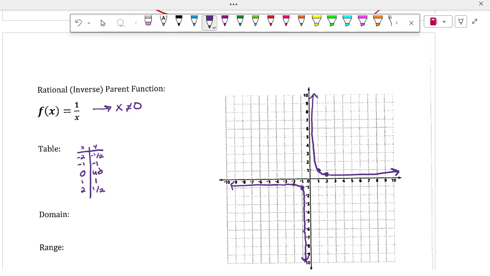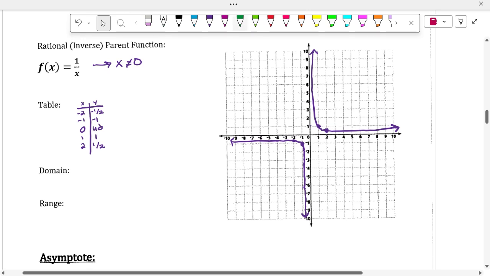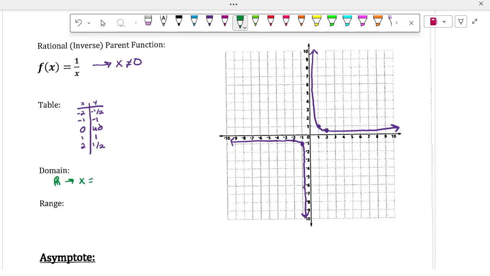Now, there's a reason the graph looks like this. Asymptotes. Yeah, that. So your domain is all real numbers except x cannot equal 0. So that means that if x cannot equal 0, if you wrote that in interval notation, it'd be from -infinity to 0, union 0 to infinity. What's the range? All real numbers.